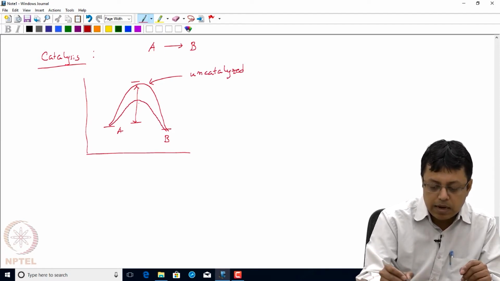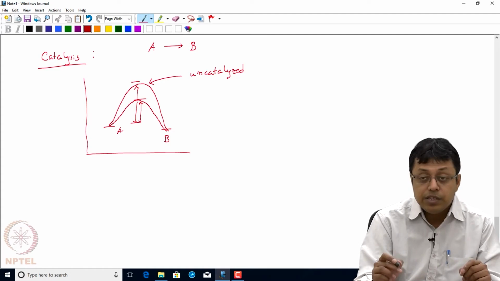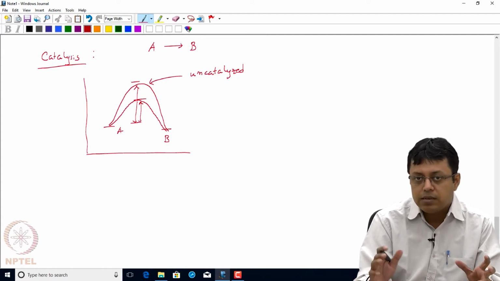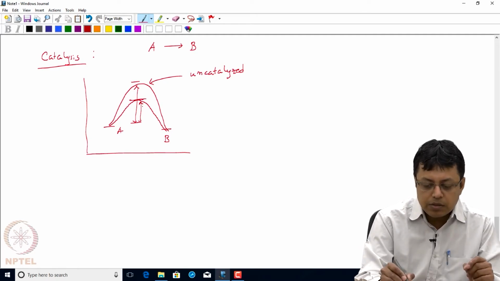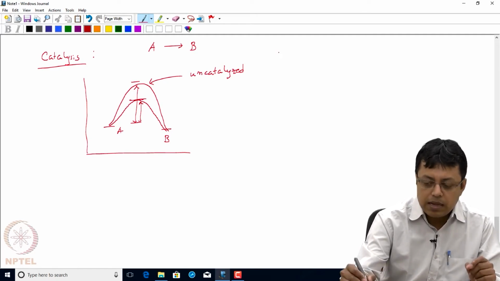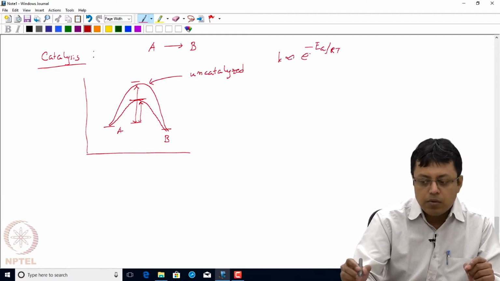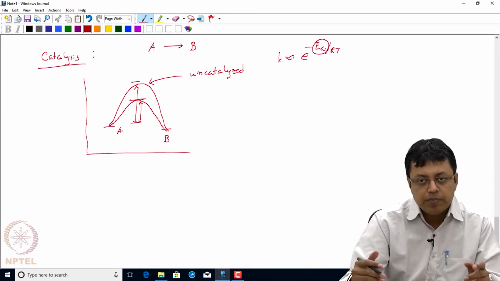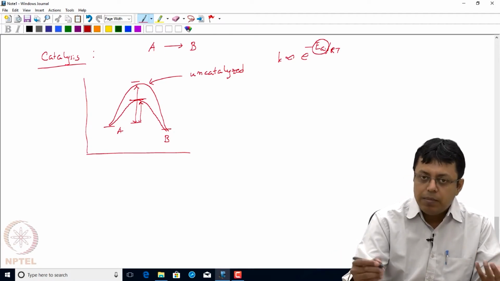The reason is the catalyst provides an alternative route. It binds to the substrate and then gets regenerated. That's why it is a catalyst. It doesn't take part stoichiometrically in the reaction, but in effect it reduces the activation energy. And as you know, the rate constant is proportional to exponential of minus activation energy by RT. As a result, reduction of activation energy increases the rate of the reaction. So the reaction is said to be catalyzed. The rate actually increases.